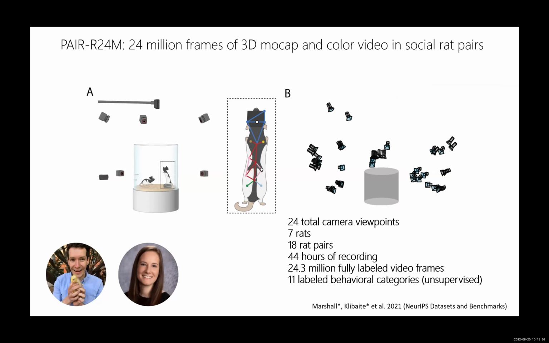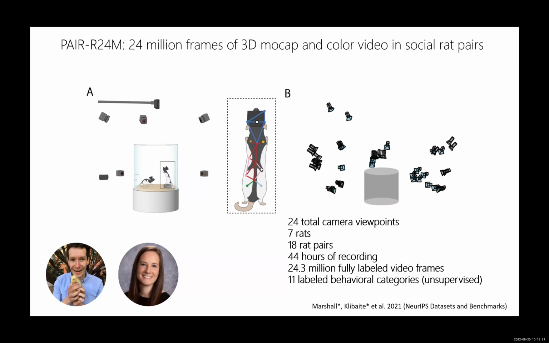We gave this a different name that's not quite as catchy, the pair R24N, which is 24 million frames of 3D motion capture and color video for social rats. Similar setup as before. We have the same motion capture system. The two animals are behaving in the arena. Because of occlusions, we couldn't really track the limbs, so we didn't label the limbs in this data set.